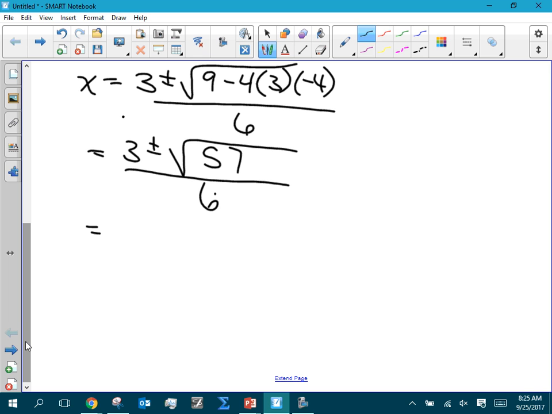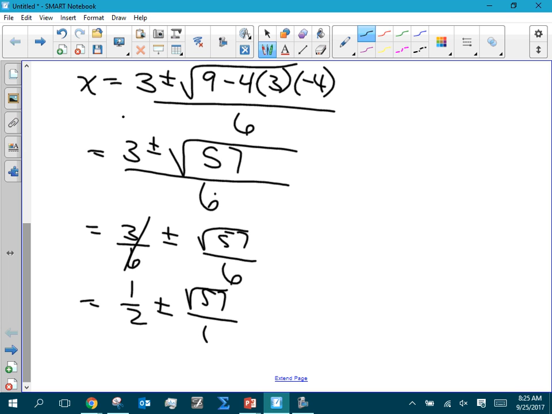We know that we've got a sum or difference up top, right? All over one fraction. So we're going to rewrite that as 3 over 6 plus or minus. This is positive 3, negative, positive. Okay. 3 over 6 plus or minus radical 57 over 6. Okay. Now those cancel and give me 1/2, right? Plus or minus radical 57 over 6.